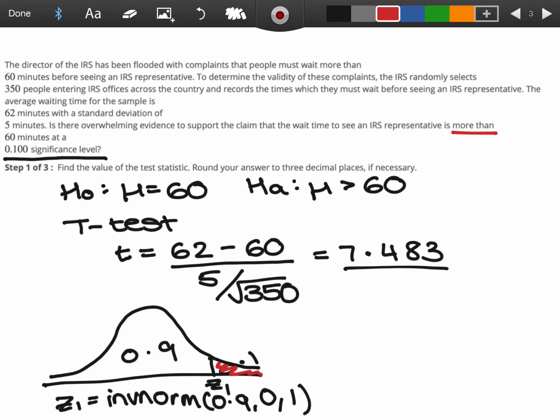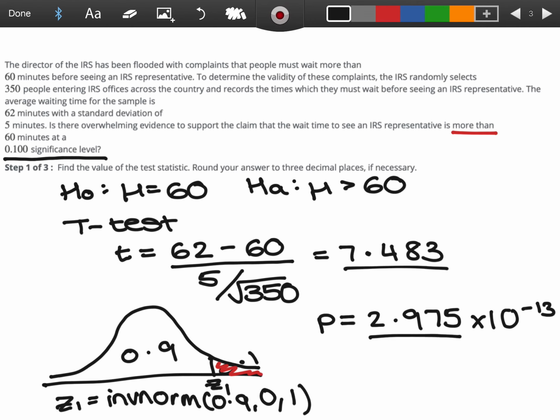When you run the t-test on the calculator, you get a p-value. In this case, p is 2.975 times 10 to the negative 13. That is tiny. It's 0.13 zeros and then 2975. That's a really, really small value compared to our significance level of 0.1. So without a shadow of a doubt, p is less than alpha. We know statistically it's significant and we're going to reject the null hypothesis.